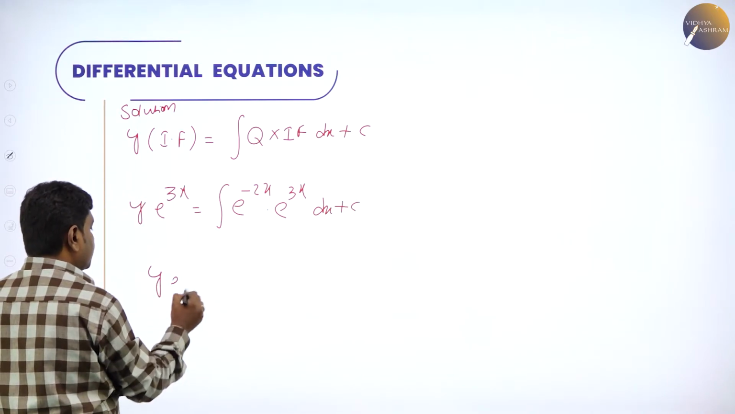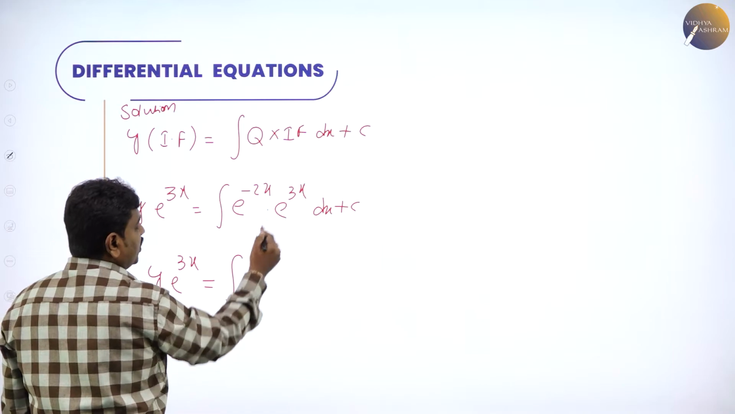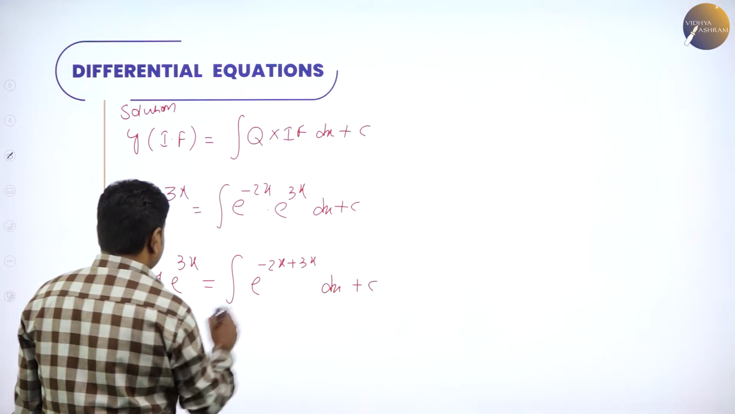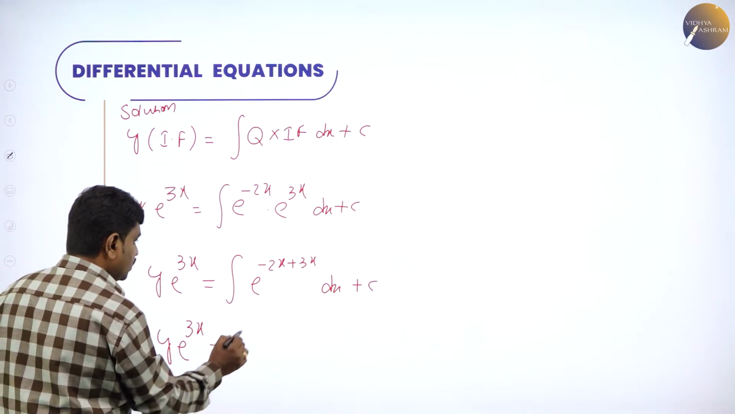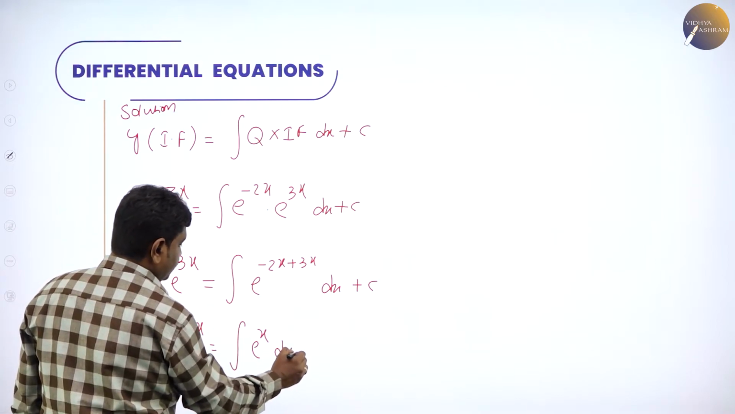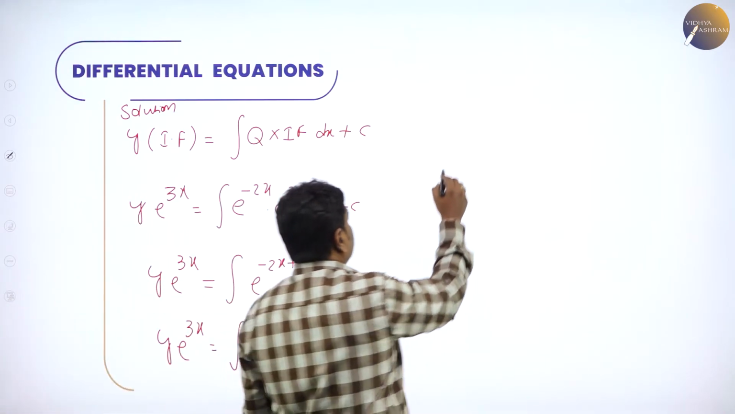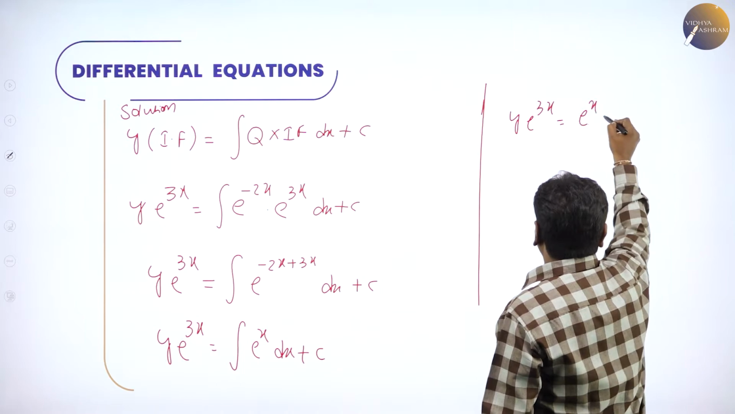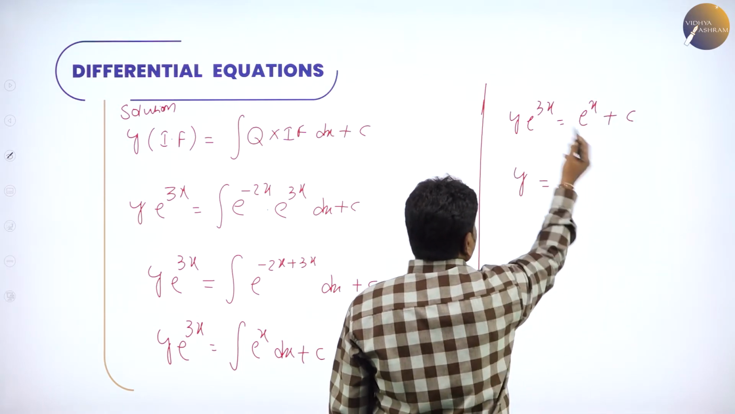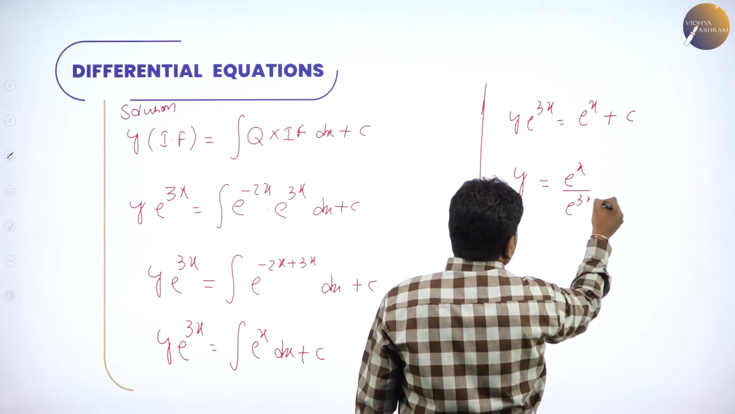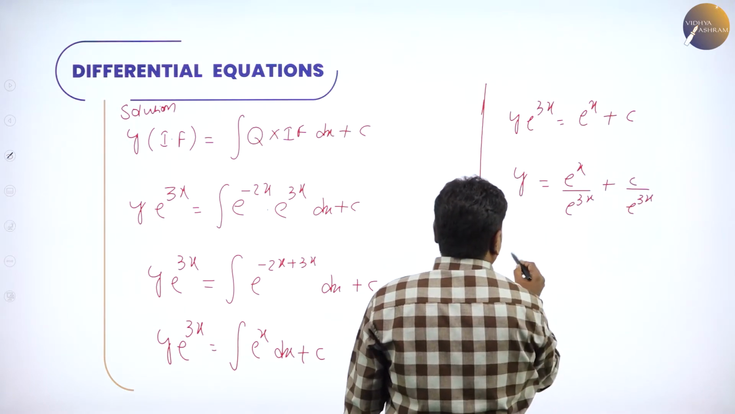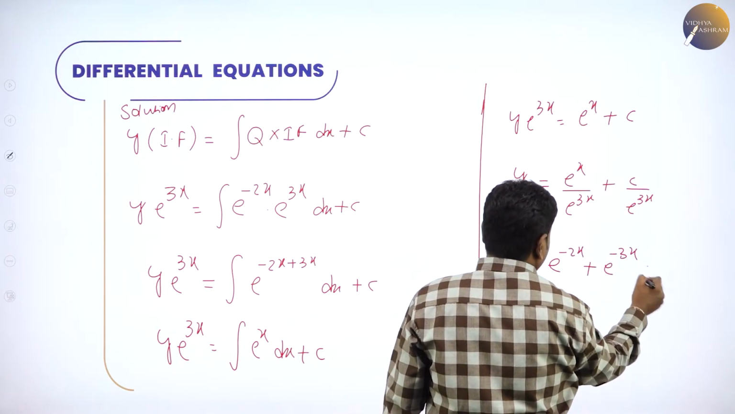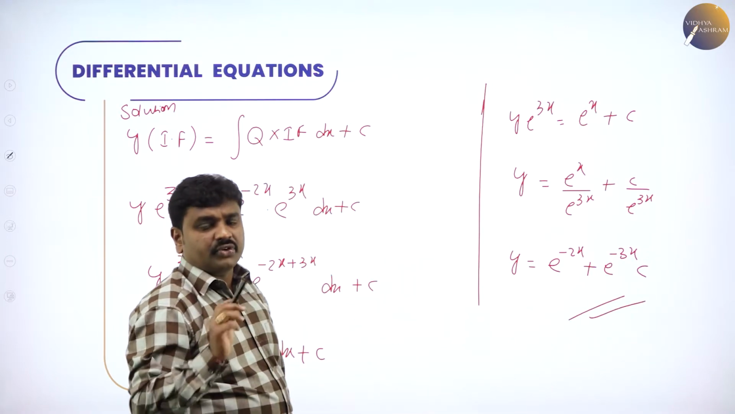Now y into e^3x is equal to, using a^m into a^n is a^(m plus n), e^(minus 2x plus 3x) dx plus c. That is y into e^3x is equal to integration of e^x dx plus c, which is e^x plus c. Transfer e^3x to this side, so it becomes e^x by e^3x plus c by e^3x, or you can write y is equal to e^(minus 2x) plus c e^(minus 3x). So I hope all of you understood this.